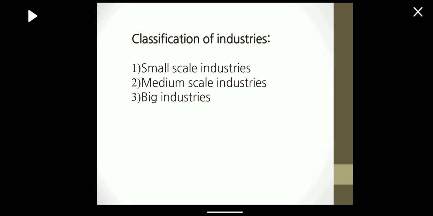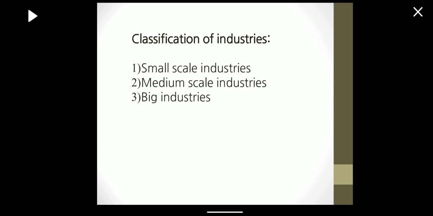Then classification of industrial load. Industrial load is classified into three categories. First is small scale industries, second is medium scale industries, and third is big industry. So let's see one by one. First one is small scale industries. This industry produces small machines, equipment, and parts required for big machinery. Then repair, finishing jobs, and supplying parts as per the order of big organizations.